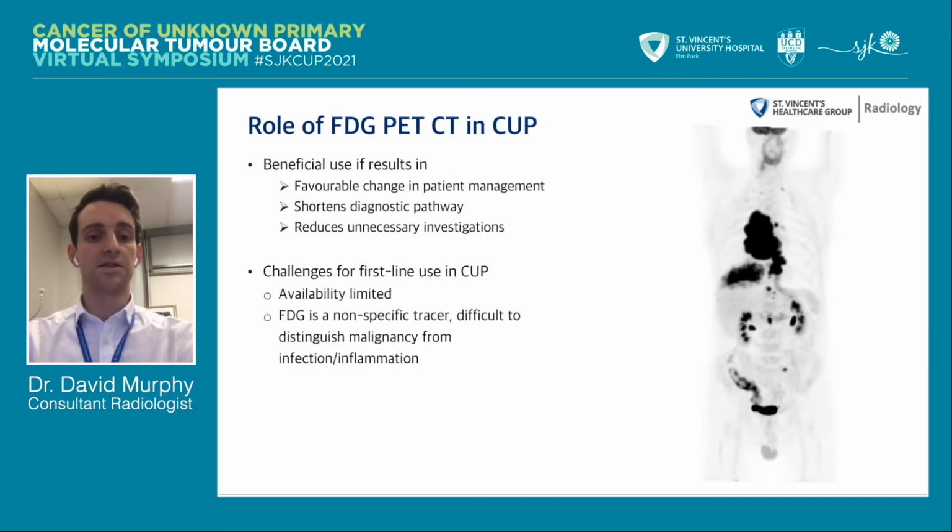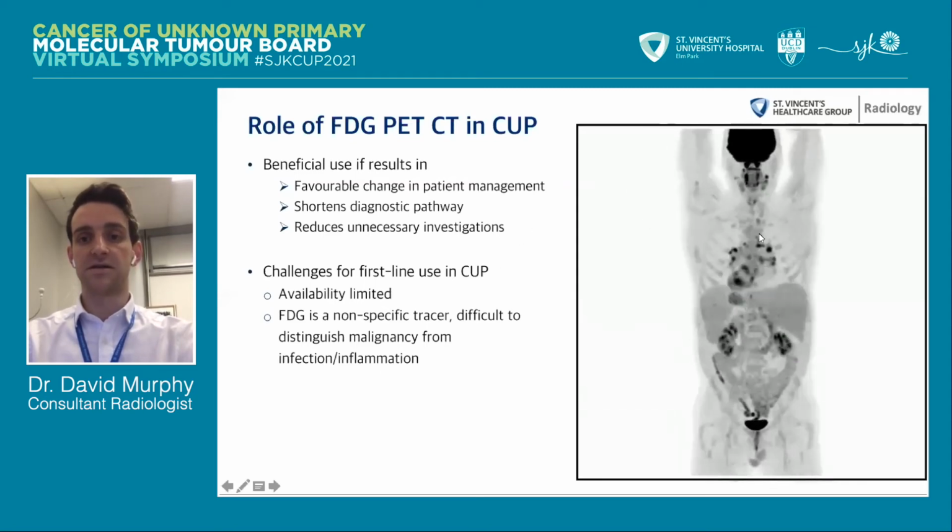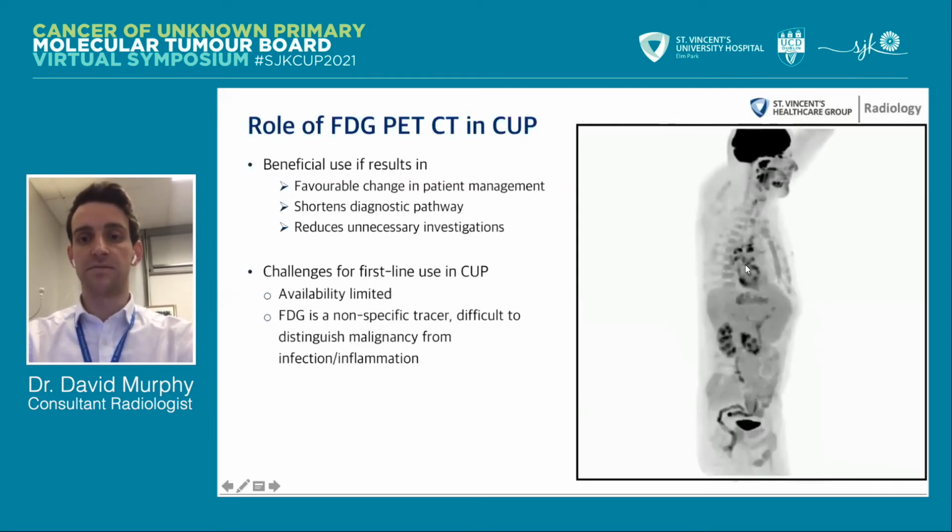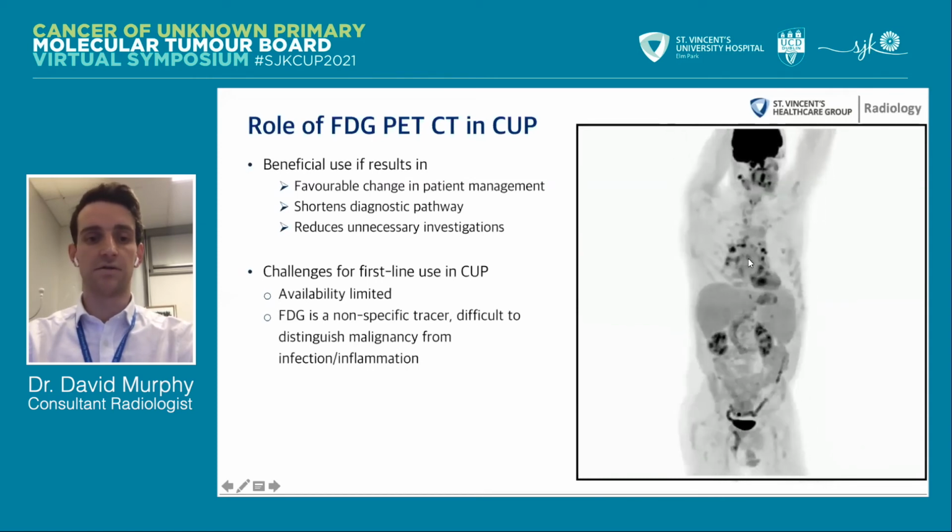FDG, you have to remember, is a non-specific tracer. It can sometimes be difficult to distinguish malignancy from infection. This would be a fairly standard example of metabolically active cervical and mediastinal lymph nodes in a patient with sarcoid.